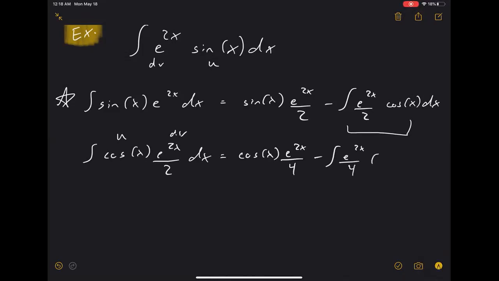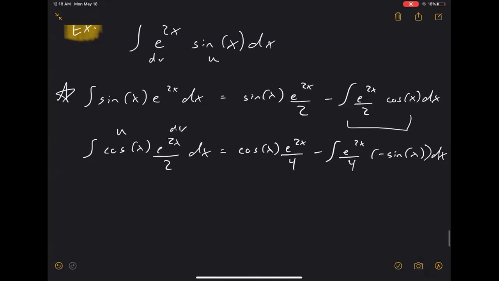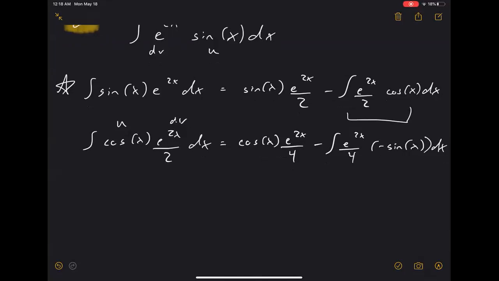What's the derivative of cosine? Negative sine. Okay. Does this help me? Yes. It might not be apparent at first, but it does. All right. So now let's combine these two lines.